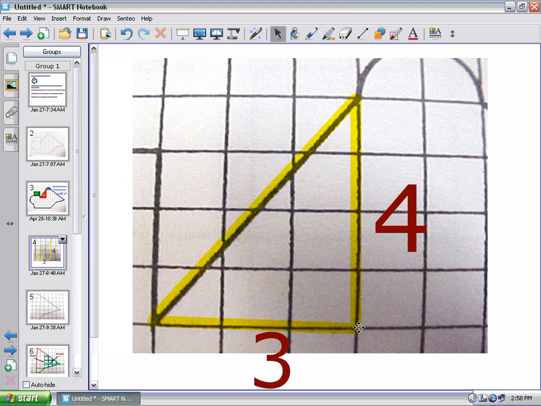And then when we do the height, we do the same exact thing. Where do we start? Where do we end? And count the line segments as we go. And that's going to end up getting me 4.